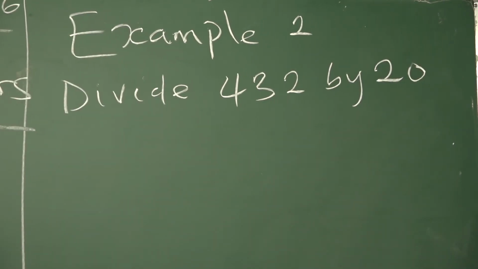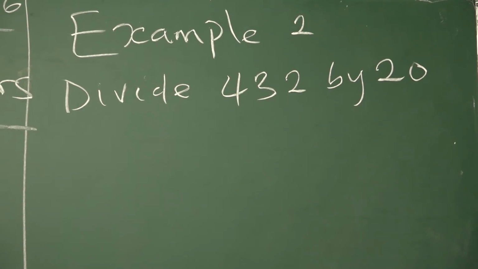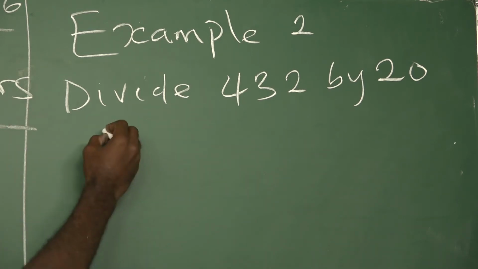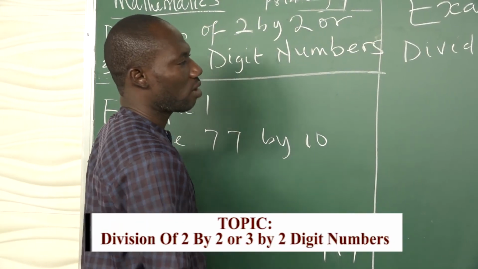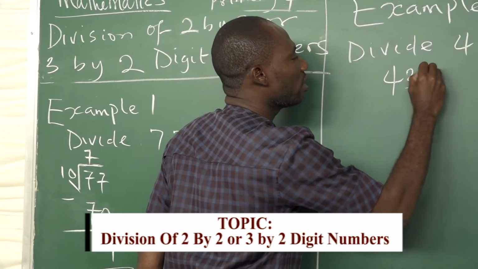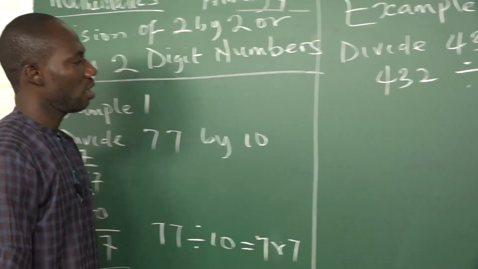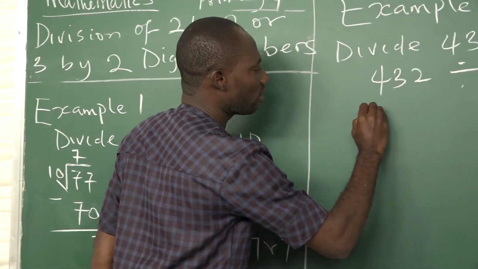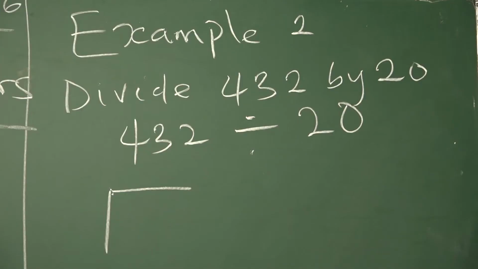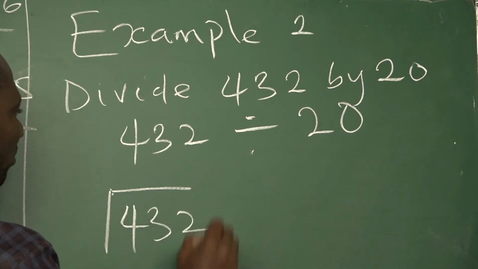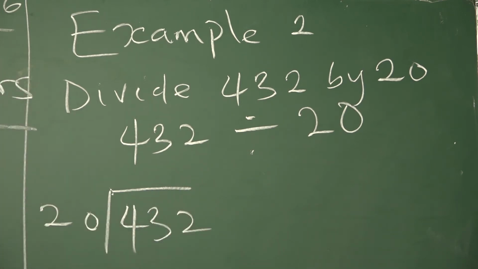We have a 4-digit number by 2 digits. So we want to divide 432 by 20. Let's rewrite our question as 432 divided by 20. If we do that and we have our long division sign this way, we will put our 432 here, and then 20 comes here.